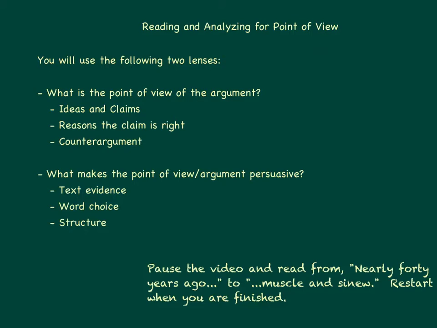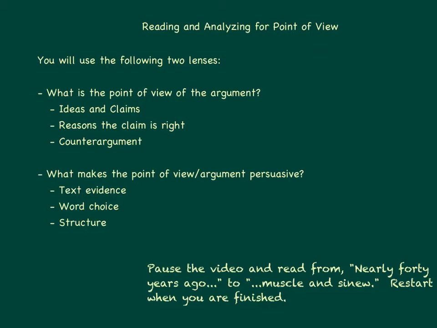In order to effectively use both, you need to use rounds of reading. That means reading more than once. When you read the text the first time, you will look through the first lens, what is the point of view, and then you'll read it again, looking specifically at those ideas, claims, reasons, and counterargument with the second lens, identifying text evidence, word choice, and structure. As you read using the first lens, highlight in one color and write your annotations to the left of the text.